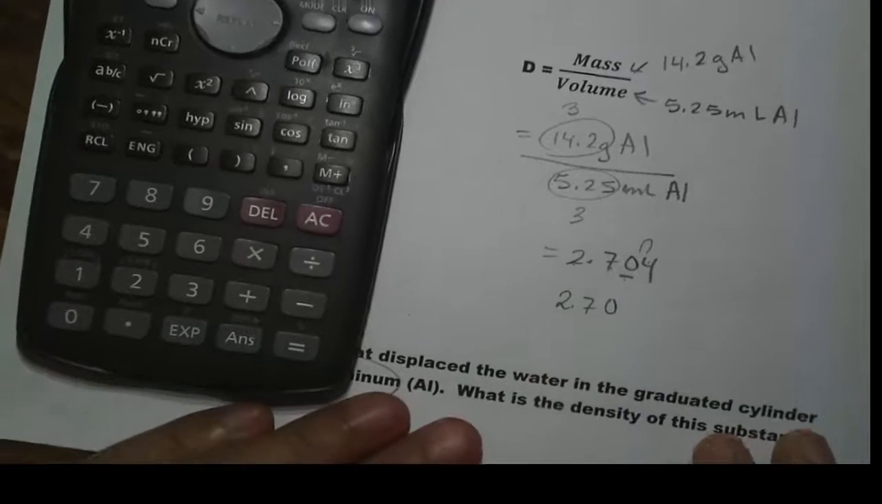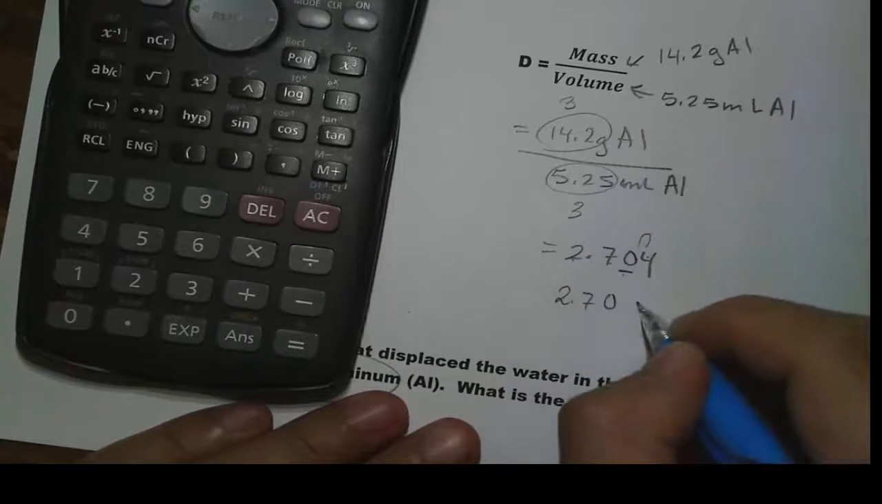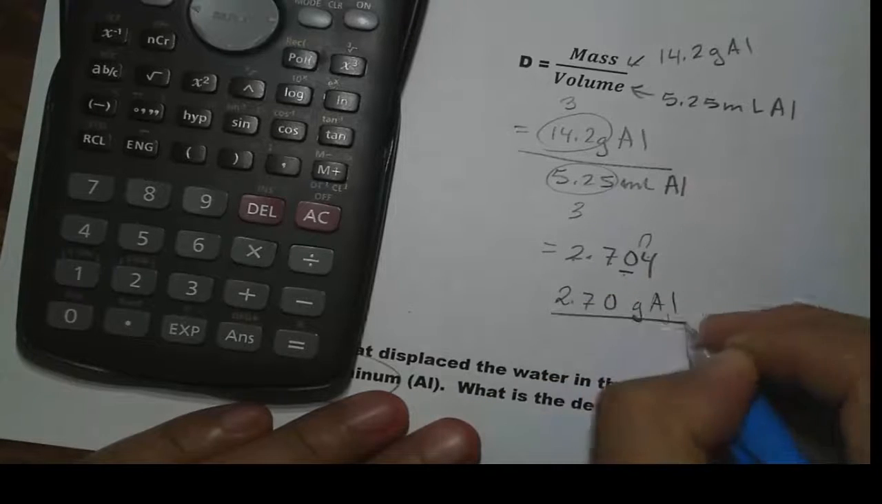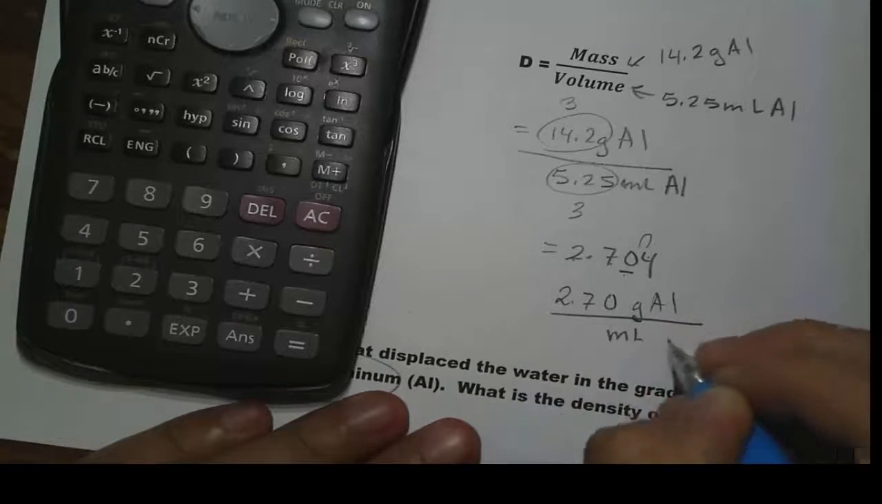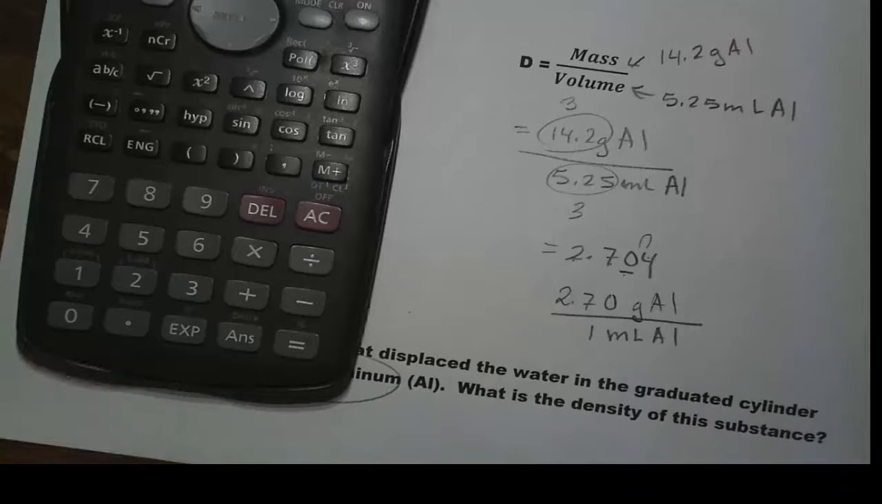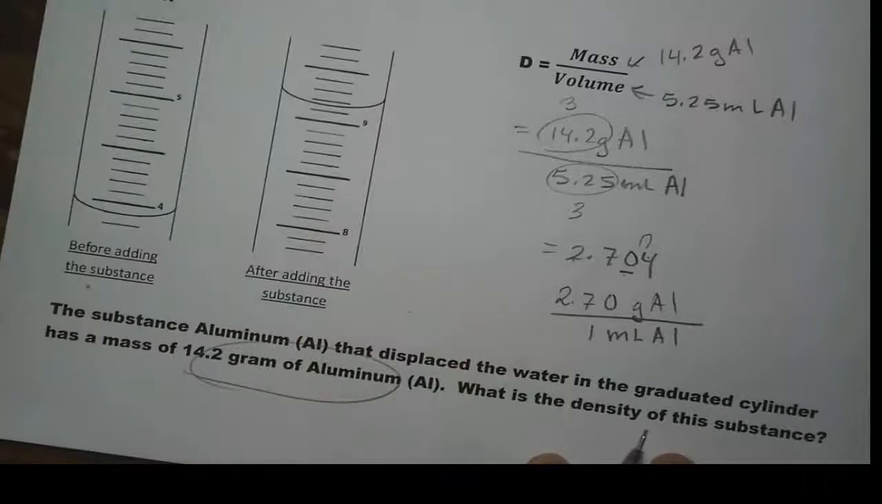And what about the unit? Of course we just copy down the unit because they don't cancel each other out: the grams of aluminum on top divided by milliliter of aluminum on the bottom. How many? Of course, 1. And that is all we have to do.